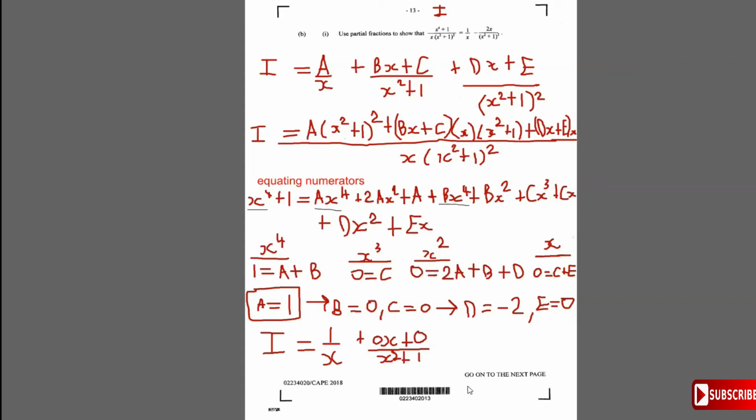And then we have plus dx plus e. dx, that's just minus 2x, because d has a minus, plus e, but e is 0, over x squared plus 1 all squared. So we're showing it.